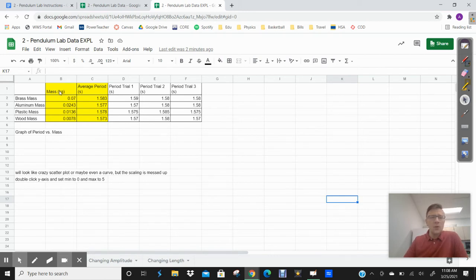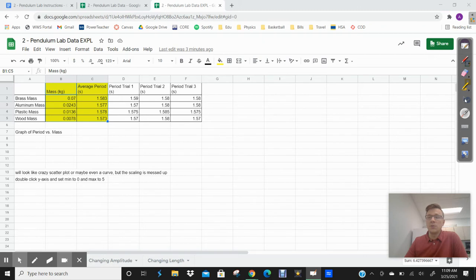So on the first experiment where we looked at how mass affects the period of a pendulum, the two columns that you need to graph are highlighted in yellow. And so what you're going to do is click and hold on mass and highlight all the way down to the end of the period column. And then we're just going to hit the insert chart button right here, this thing that looks like a chart.